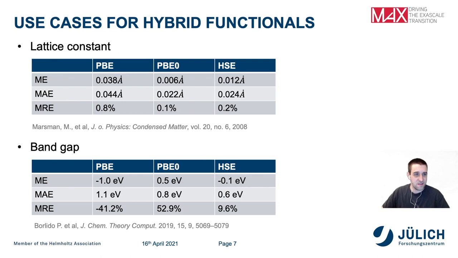So I collected some data from papers, and as you can see, for the lattice constant, PBE0 is about 1 magnitude more accurate compared to PBE. And HSE is also very accurate for the lattice constant. And if you look at the band gap, you will see that HSE is much better than PBE. And this is because LDAs and GGAs in general underestimate the band gap. And so you'll ask yourself, what's the cost of this nice accuracy? I guess everybody wants to run accurate calculations, but we don't want to wait forever.